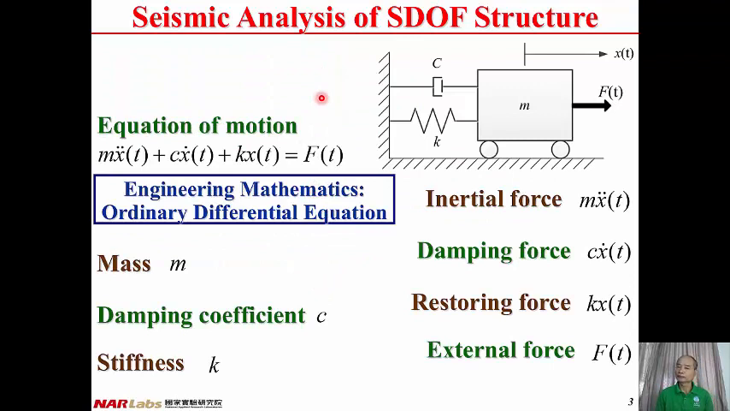And from the previous lecture, a single degree of freedom structure can be modeled as a mass, spring, and dashpot system. And F(t) is the external force applied to the structure. From the force equilibrium, including inertial force, damping force, restoring force, and external force, the equation of motion of the structure can be described as a second order non-homogeneous differential equation with constant coefficients m, c, and k. And m is the mass of the structure, c is the damping coefficient of the structure, and k is the stiffness of the structure.